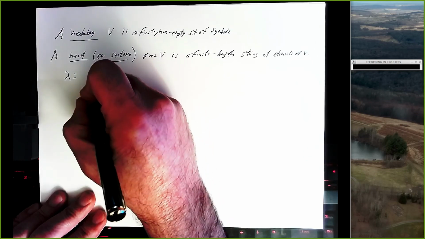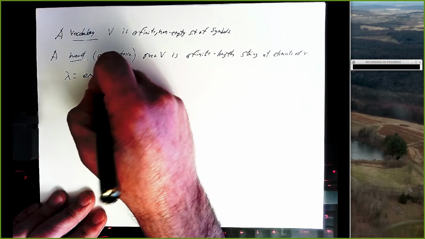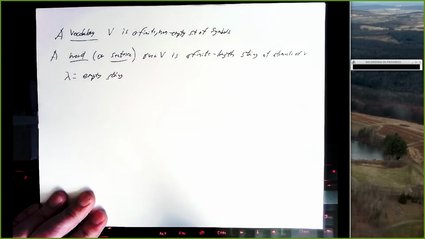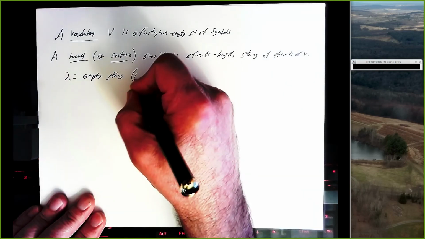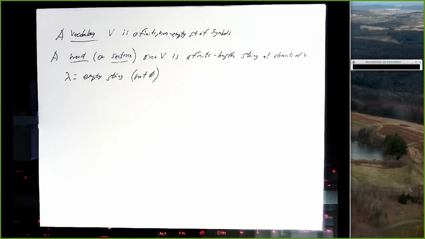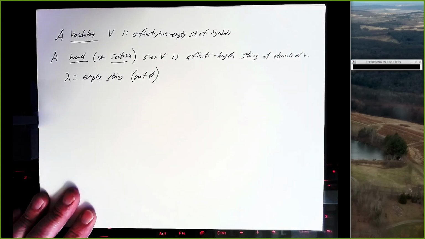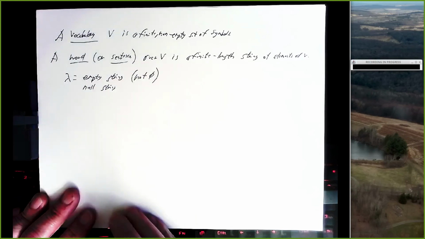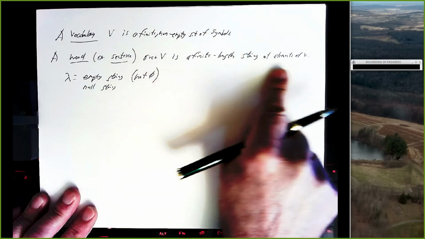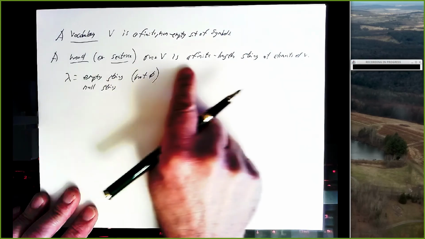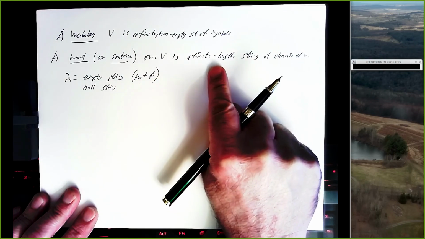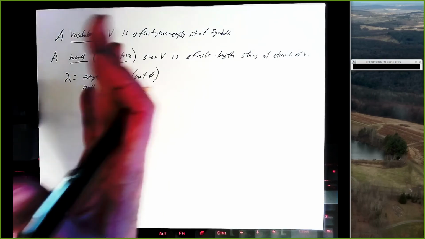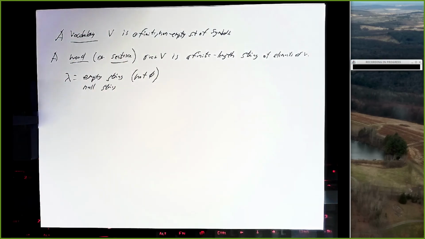All right, so there's a special string which is lambda. This is the empty string. And this is not an empty set. It's not a set, it's a string, right? It's a string that happens to have length 0. So this is also called a null string. So a word is a finite length string of elements of V. It's possible that we might take a string of length 0. That's a word, but it's a special word. It's a word with no elements in it.